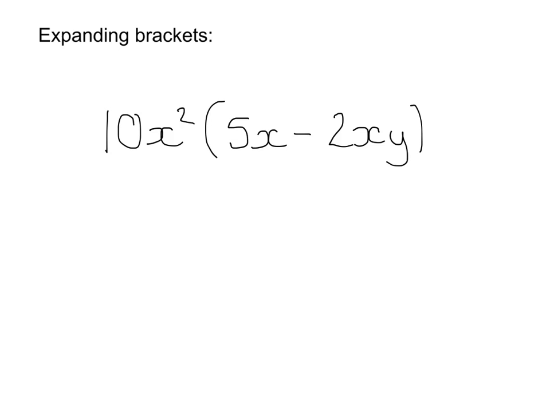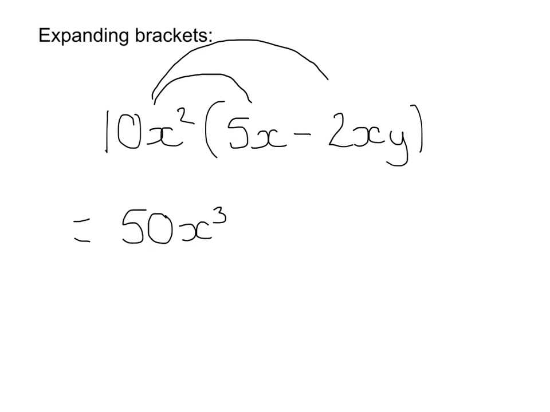I'm going to use Santa's hat, so I do 10x squared times 5x. Well, 10 times 5 is 50. And x squared times x is x cubed. Now I'm going to do 10x squared multiplied by minus 2xy. Well, 10 times minus 2 is minus 20. X squared times xy is x cubed y.